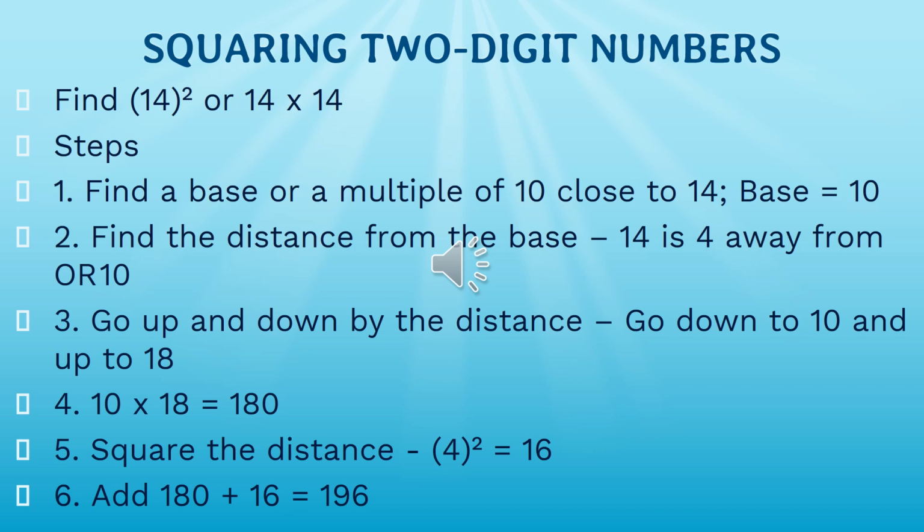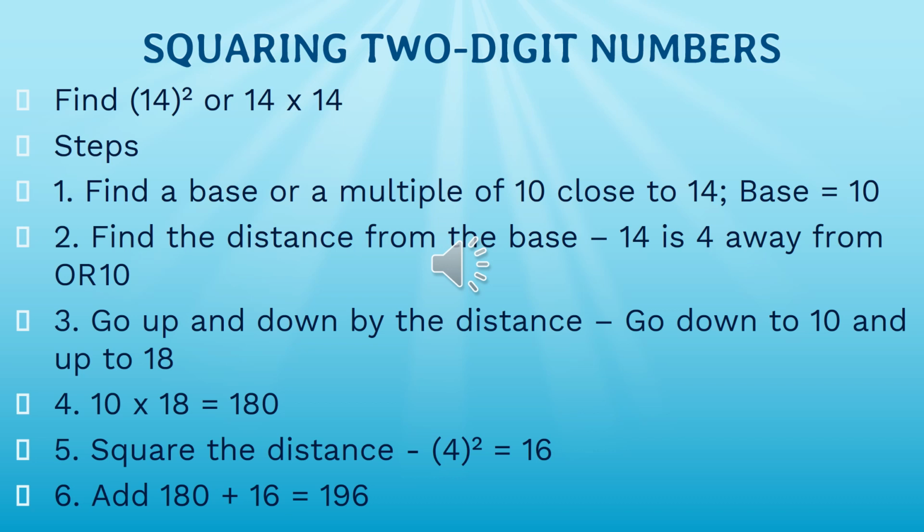Next is to go up and down. Since we go down by 4 as we go to 10, we should also go up by 4, to go to 18. So that's 14 plus 4 is 18. So we now have a pair of new factors which are 10 and 18. And next we will multiply 10 and 18. 10 times 18 is simply 180.